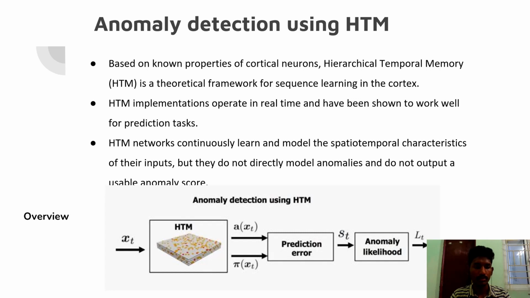Hi, I am Dishith. Let's see the overview of our process, anomaly detection using HTM. At each point in time, the input data xt is fed to a standard HTM network. We perform two additional computations on the output of the HTM. We first compute a measure of prediction error st. Then using a probabilistic model of st, we compute lt. It is a likelihood that the system is in an anomalous state.